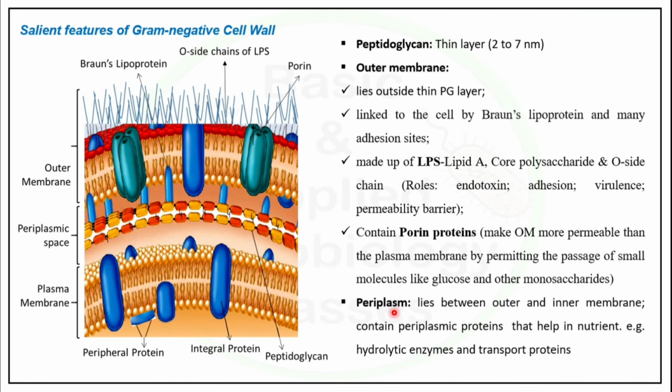And periplasm is well known to contain various kinds of proteins, which we call periplasmic proteins, that help the bacteria acquire various kinds of nutrients by means of the production of hydrolytic enzymes and transport proteins. So these are some of the salient features of the gram-negative bacterial cell wall, right?